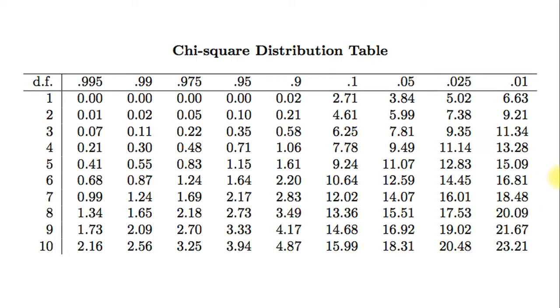This is the chi-square distribution table, and using this chi-square distribution table you can compare the calculated value of chi-square with the table value of chi-square. If your calculated value of chi-square is less than the table value of chi-square, your null hypothesis is accepted. Otherwise, you could reject the null hypothesis.